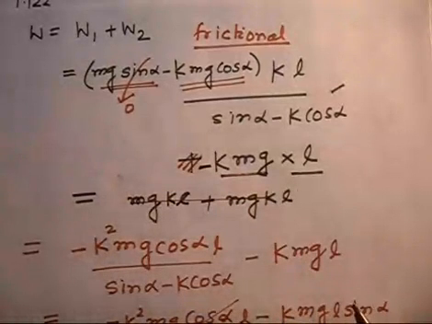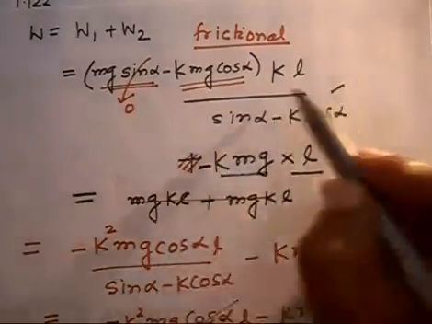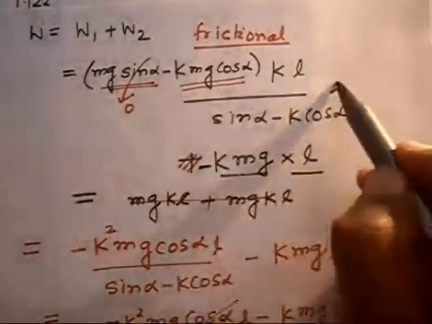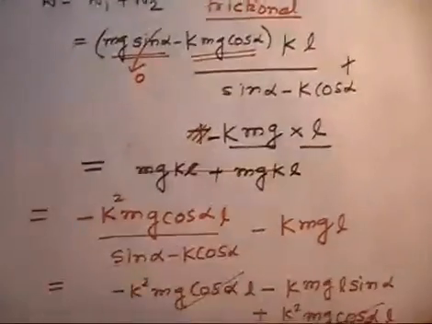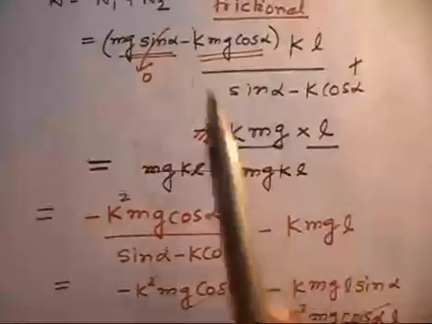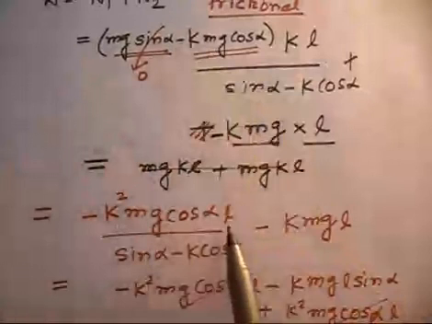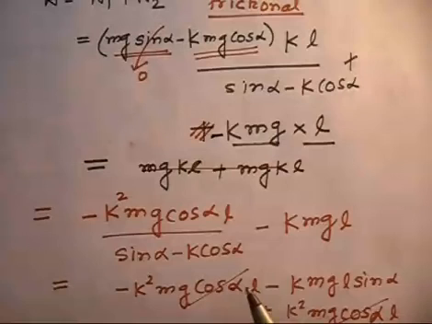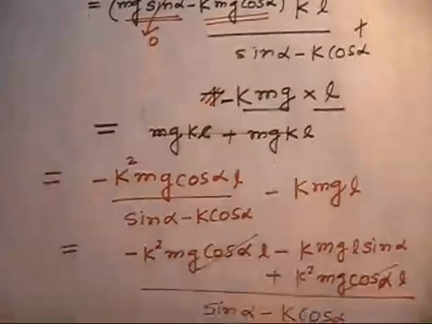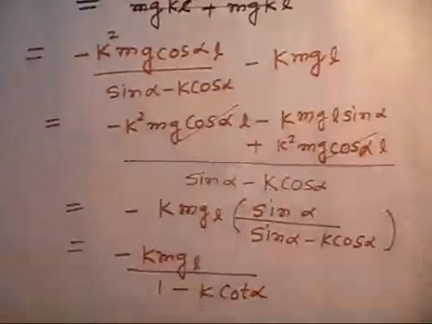Now next, after putting these values, these two forces I have to add. If I add this force and this force, I will get the desired result. Now this is simply massaging the equation. You see, kmg, so this becomes minus k square mg cos alpha into L divided by sin alpha, minus k cos alpha, minus kmgL. Now if you take this in the denominator and do this massaging, you will get the desired result. And this is the answer.